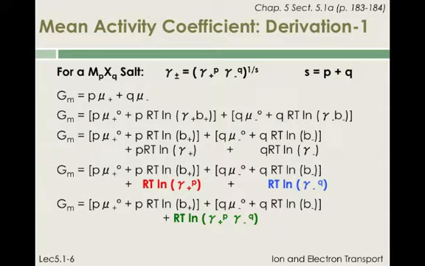In the final step, we combine the terms RT log of gamma plus raised to the power p and RT log of gamma minus raised to the power q to obtain RT log of gamma plus raised to the power p times gamma minus raised to the power q. Here again, we used the relationship log of x plus log of y equals log of the product xy.